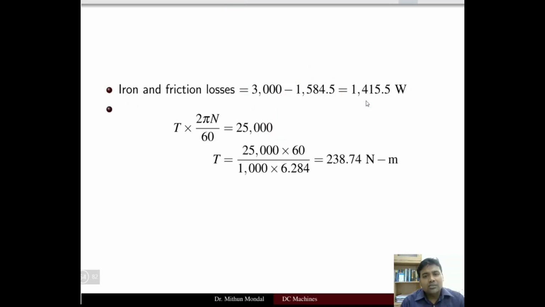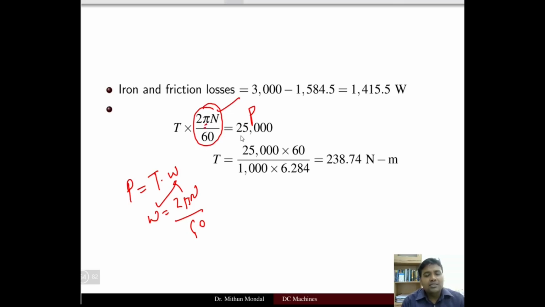Now next you have been asked what is the torque. So you can use the formula of the torque. Power is equal to torque into omega, where omega you can write as 2 pi n by 60. So you can substitute omega here. This is the power, and 2 pi n by 60 is your omega, that is the speed in radian per second, whereas n is the speed in RPM. So you substitute pi, 3.14, and this is the power 25,000, 25 kilowatt. So the torque can be obtained from this equation. You'll get 238.74 and the unit is Newton meter. So in this way we have solved the problem of determining the losses as well as the torque.